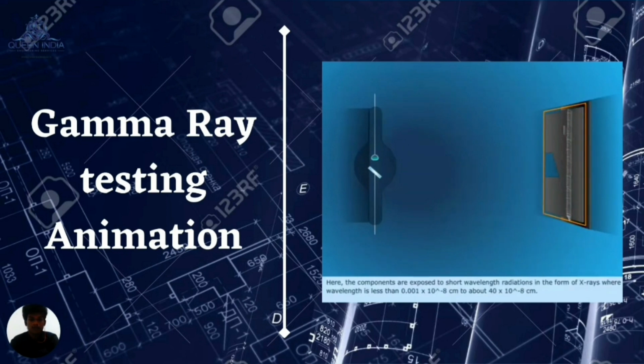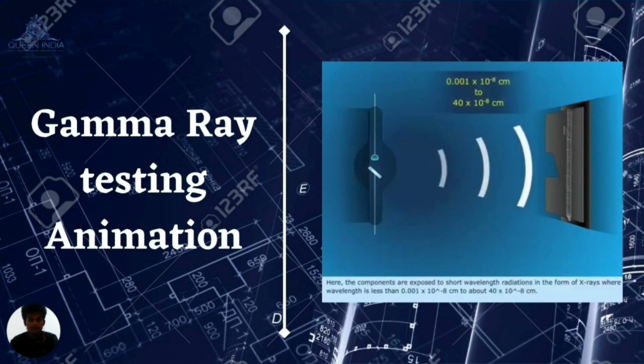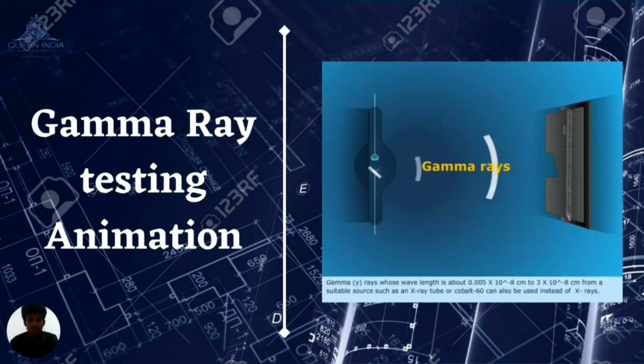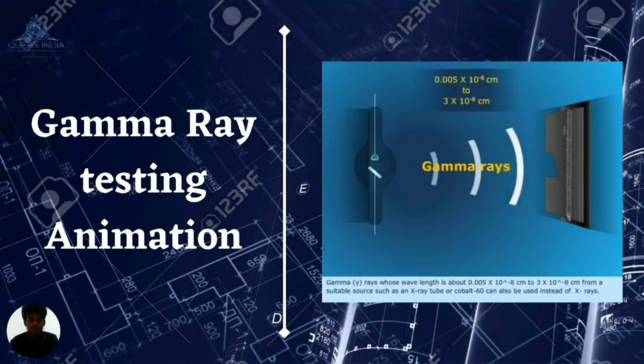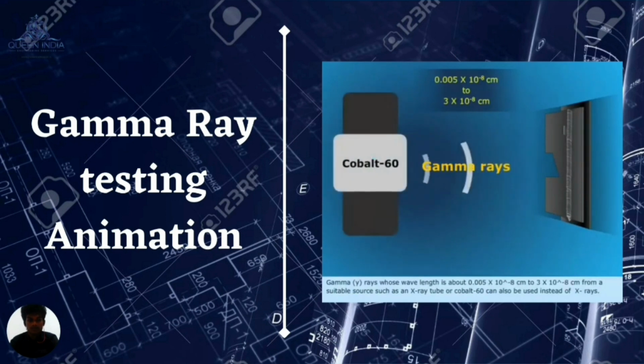This is also used to test the weld works. Here, the components are exposed to shorter wavelength radiation in the form of X-rays, where the wavelength is 0.001 × 10^-8 cm to about 40 × 10^-8 cm. Gamma rays, whose wavelength is about 0.005 × 10^-8 cm to 3 × 10^-8 cm, from a suitable source such as an X-ray tube or cobalt-60, can also be used instead of X-rays.